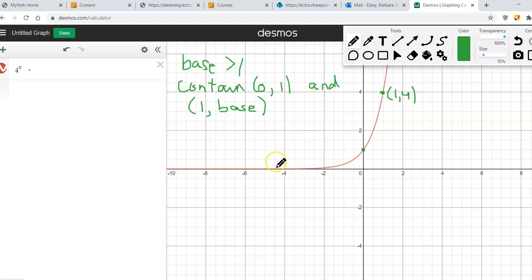Now let's notice that I said this does not really touch the x-axis. It's just getting very, very close to it. So the x-axis is a horizontal asymptote.